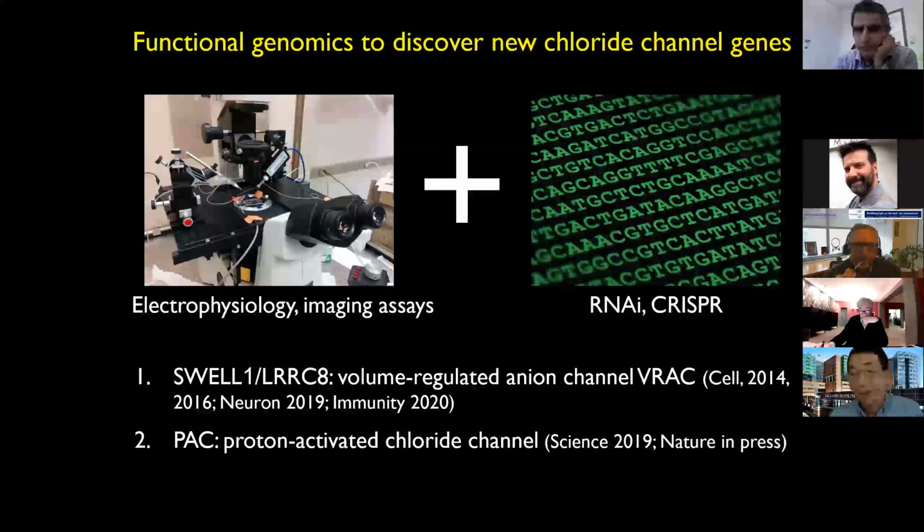So my lab has been, in the last 10 years, using functional genomics to discover new chloride channels, developing imaging assays, and combining them with really powerful genetic approaches such as siRNA and CRISPR. And we discovered two new families of chloride channels. The first is SWELL1, or the LRRC8 family, encoding the volume-regulated anion channel. And the second is the PAC channel, which is acid activated. So I will briefly touch upon those two channels.